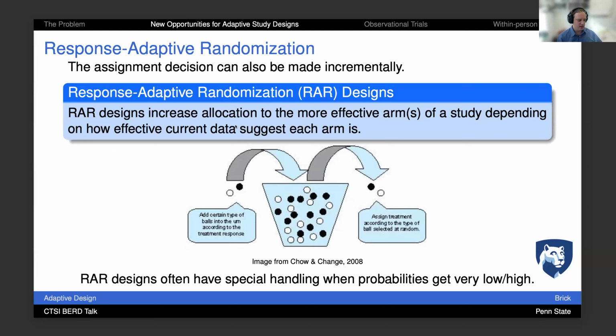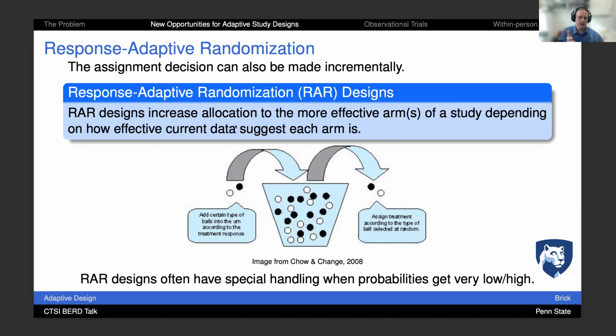In an RAR design, rather than just making a single decision that this treatment is likely to be ineffective, so we're going to stop everybody all at once, we do it incrementally. And so at every measurement point, at every decision point, we calculate the relative effectiveness or the likelihood of effectiveness between the branches, and we adjust randomization so that more people are going into the more effective arm.